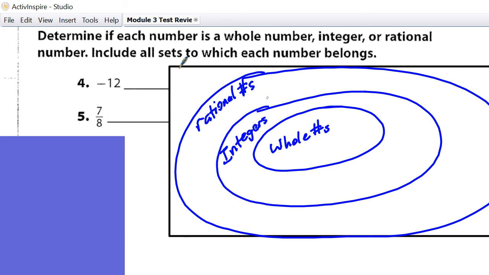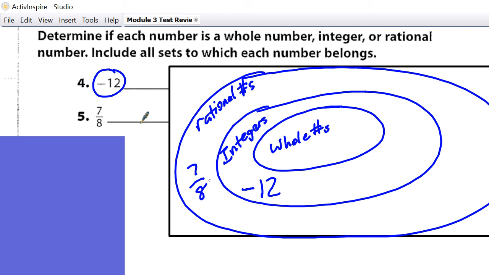Now, what we're supposed to do is place these numbers where they go and then decide which set they belong to. So -12 is obviously an integer. That's exactly what it looks like. That's what integers look like. They're whole numbers with positive or negative signs. It doesn't go into the whole number circle because by definition, whole numbers are positive. So it doesn't go there. But what kids might get wrong on this one, let me go ahead and finish the next one and then I'll move it out of the way. Positive 7/8 is just a rational number. It goes out here. So let's review this, because this is where kids might get number 4 wrong.